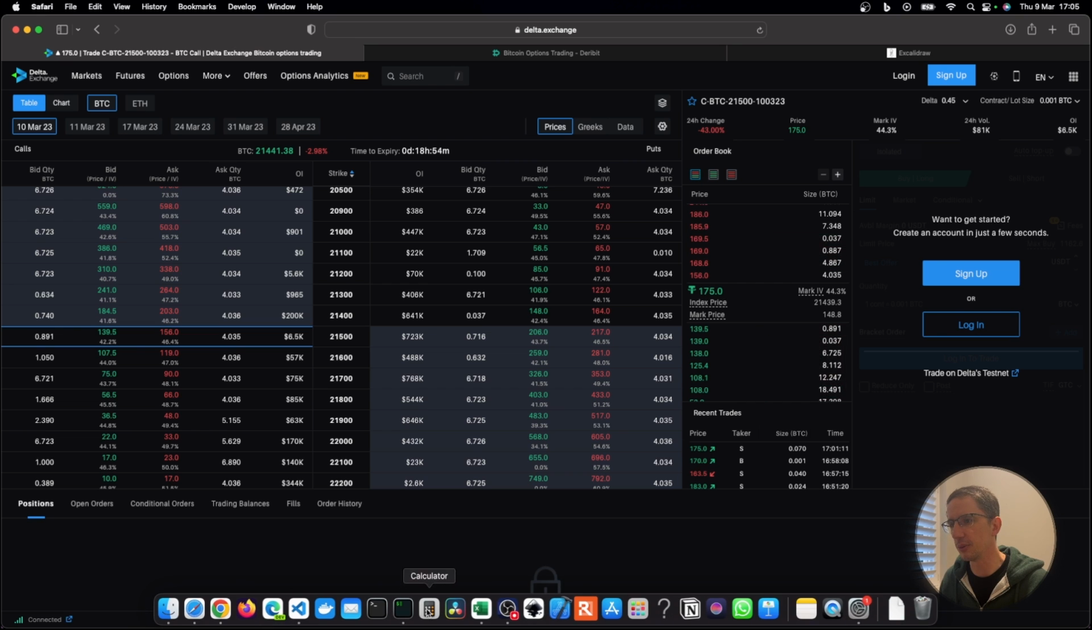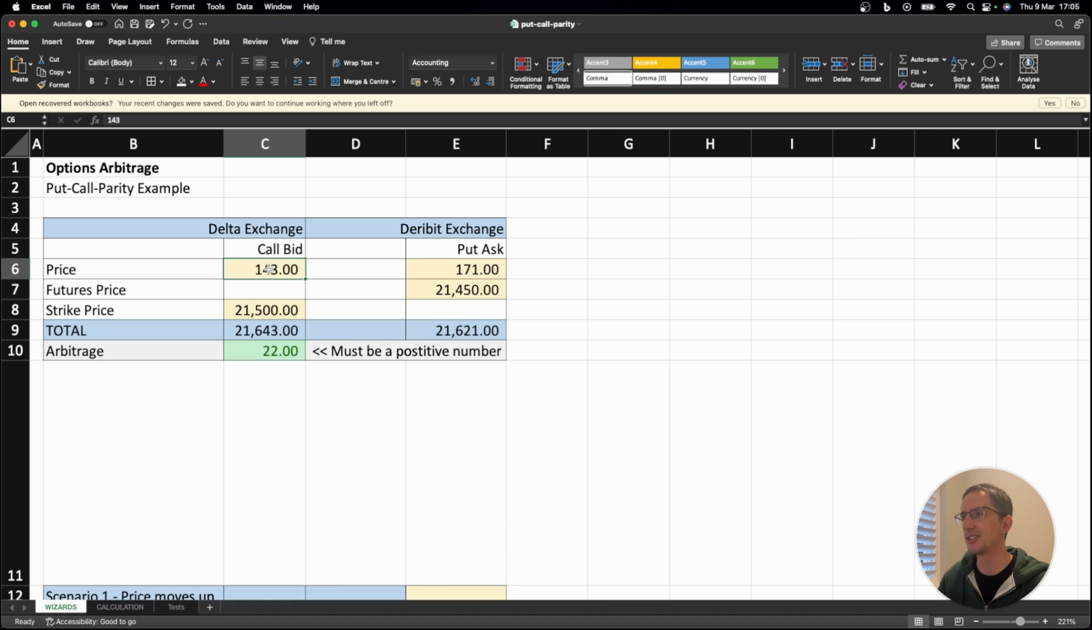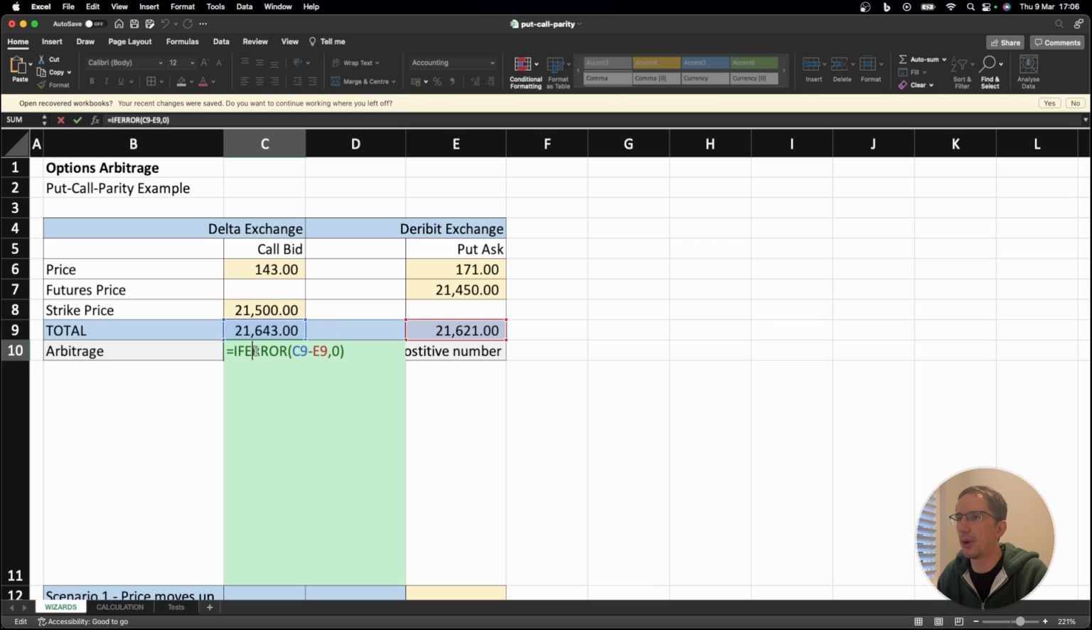So what did we do? We went through Excel here. I entered in the bid price of a call option and I entered in the ask price of a put option on two different exchanges. On this side of the calculation, I'm using the actual futures price, so the current price for Bitcoin, and the strike price here for the options chain, which related to both the put and the call, but in the calculation, I'm putting it on this side. And that gave me a positive number.